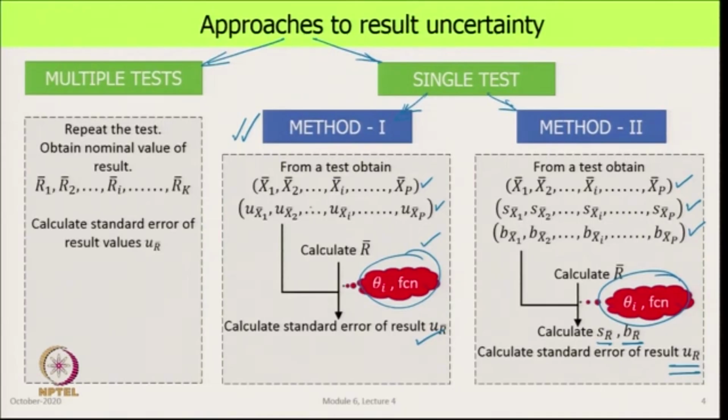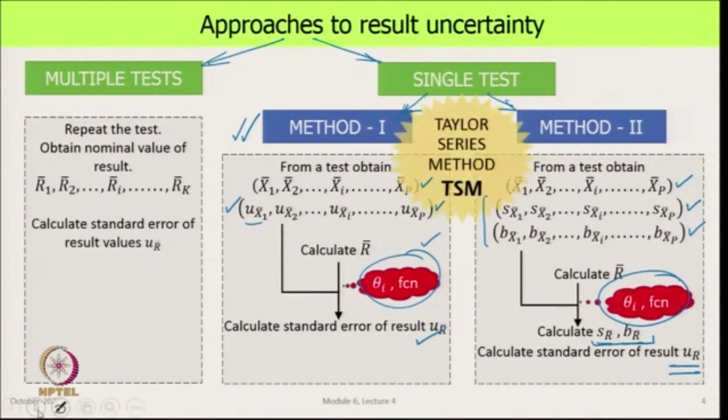In this case, we would have got these by calculating S x and B's and combining them at this stage itself. In this case, we do not combine them at that stage, we keep them separate, and because of that we are able to get this information. And at the end we will see how this information helps us in assessing our experiment. And all of this was based on the Taylor series method.